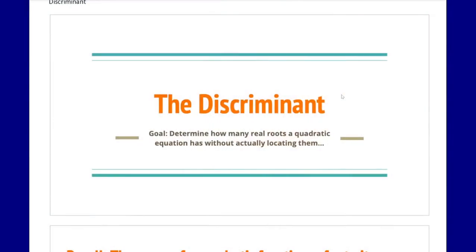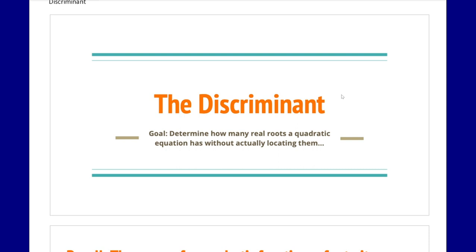In today's lesson, we are going to be looking at what is called the discriminant. So this is kind of a continuation of the quadratic formula, mostly because it focuses on a specific piece of the quadratic formula. The main goal of this lesson is to determine how many real roots a quadratic equation has without actually figuring out what they are.